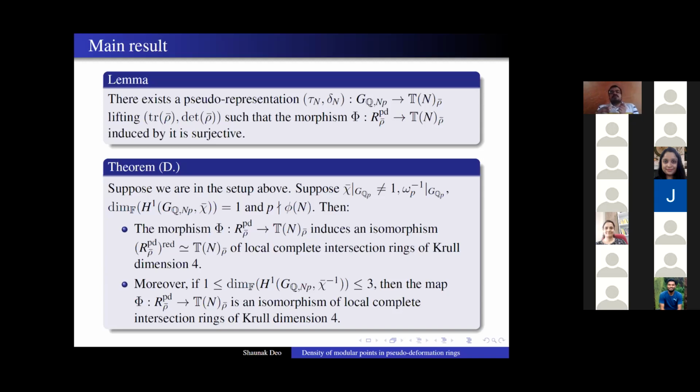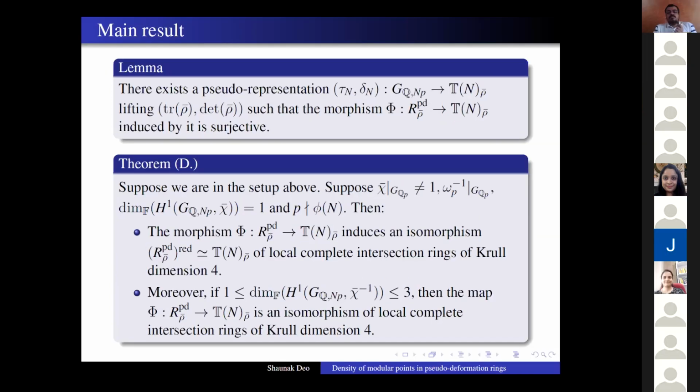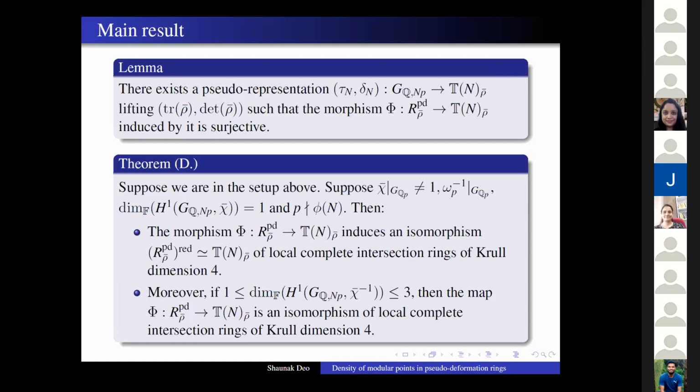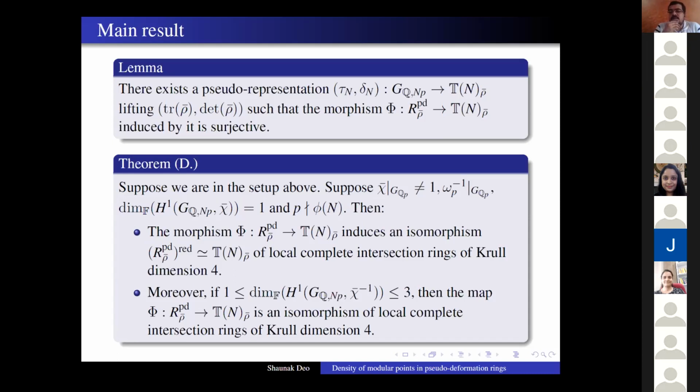Okay, so under this hypothesis, as I said, that I have the reduced quotient of R^PD_ρ̄ is isomorphic to T_n(ρ̄), and when the other Galois cohomology group of χ̄ inverse has dimension between 1 and 3, then we don't even have to go to the reduced quotient. The deformation ring becomes reduced and it is isomorphic to T_n(ρ̄), and both of them are local complete intersection rings of Krull dimension 4. You know that because they are big rings, it is called a big R=T theorem.